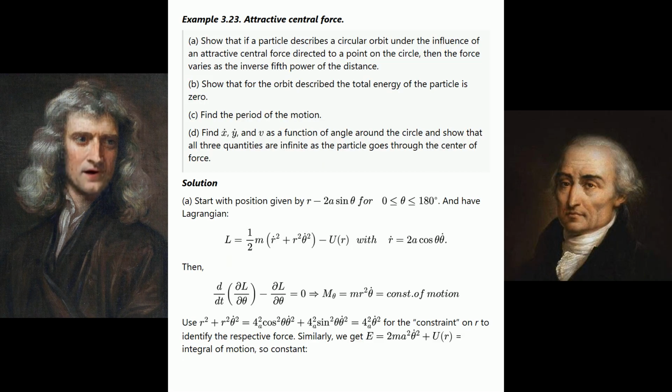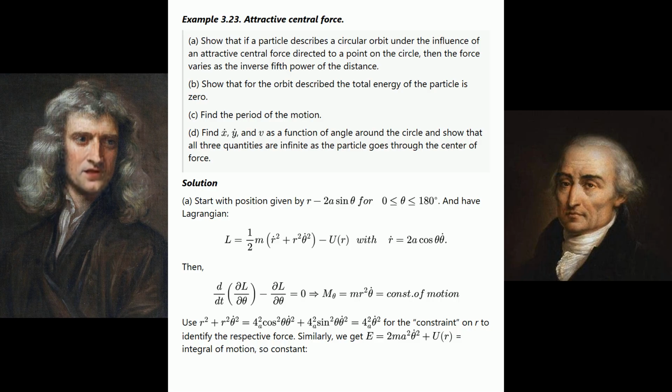Example 3.23. Attractive central force. A. Show that if a particle describes a circular orbit under the influence of an attractive central force directed to a point on the circle, then the force varies as the inverse fifth power of the distance. B. Show that for the orbit described the total energy of the particle is 0. C. Find the period of the motion. D. Find x, y, and v as a function of angle around the circle and show that all three quantities are infinite as the particle goes through the center of force.